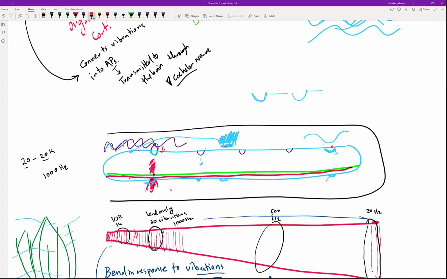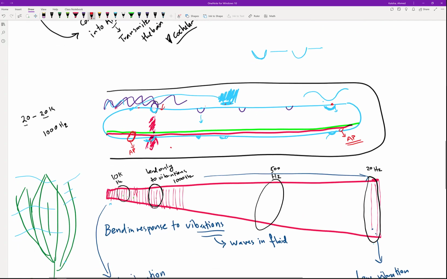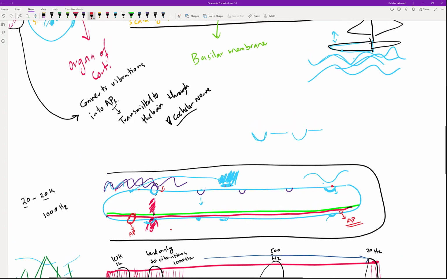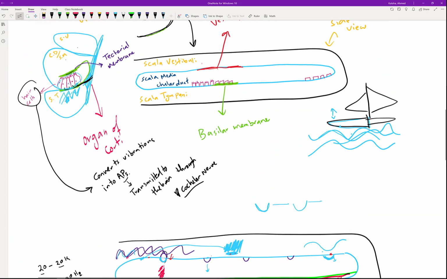So the brain will analyze the action potentials coming from the bottom of the cochlea as maybe high frequency action potentials, whereas the action potentials coming from toward the tip of the cochlea, the brain will analyze as low frequencies. And that's how we understand whether this is a high sound or a low sound. Okay, so that is how the cochlea is converting the vibrations into an electrical signal.